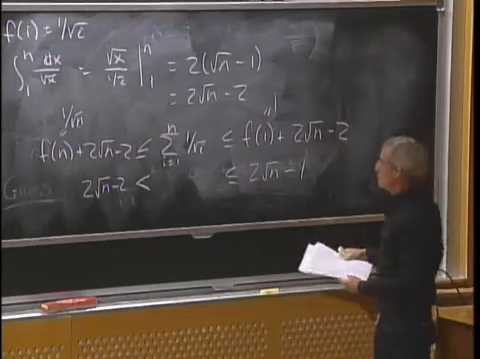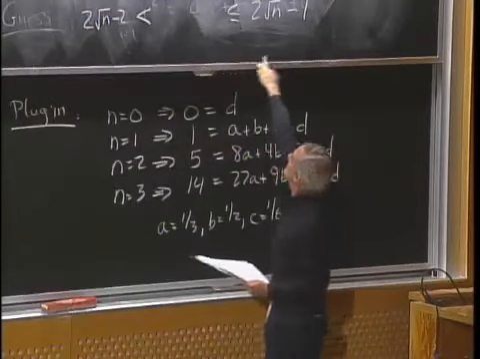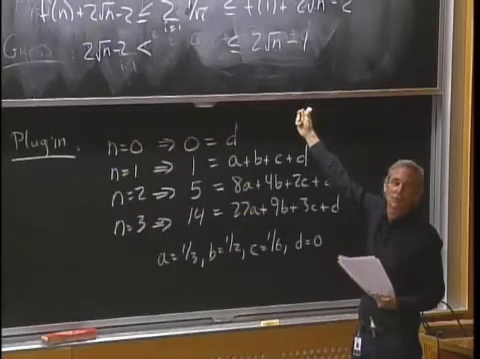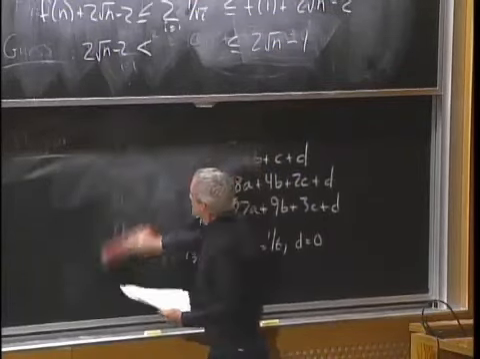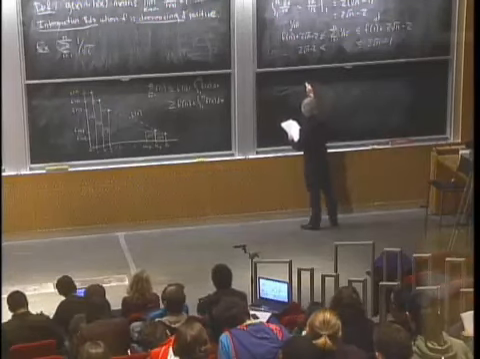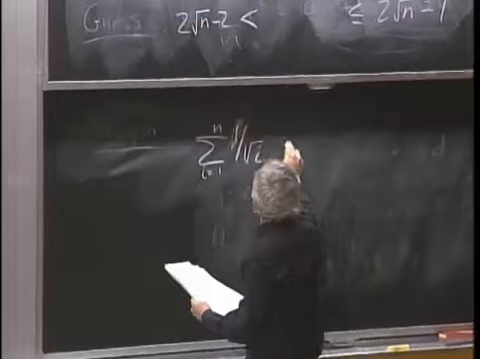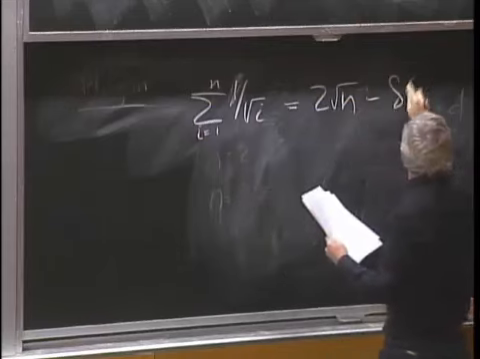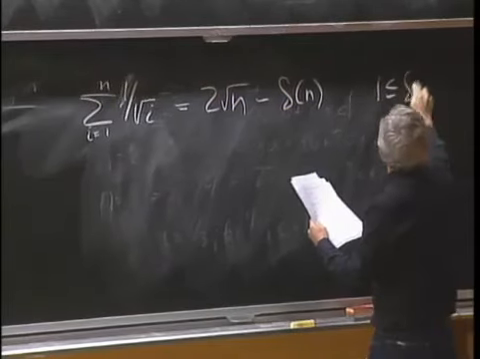OK, so we can rewrite this in terms of what really matters. What really matters in these bounds? How fast is this function growing? 2 root n. That's what really matters. So let's write that down. So this says that the sum, i equals 1 to n of 1 over square root of i, equals 2 square root of n minus delta n, where delta is between 1 and 2.